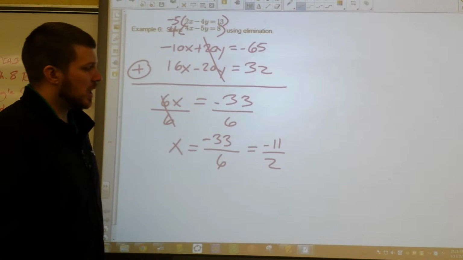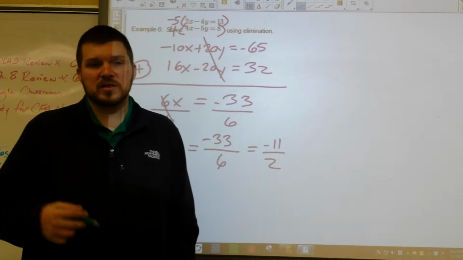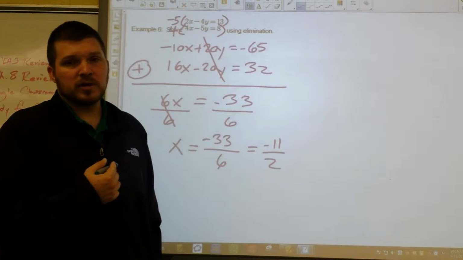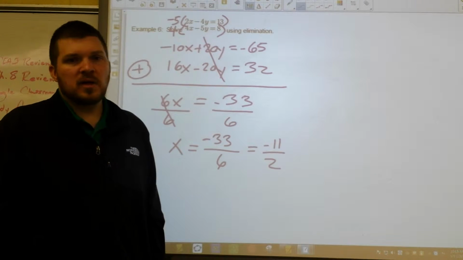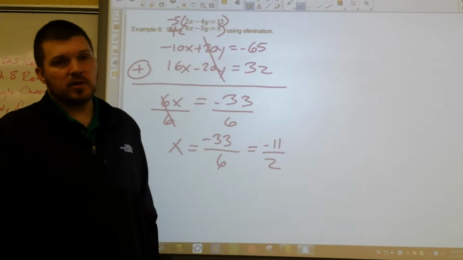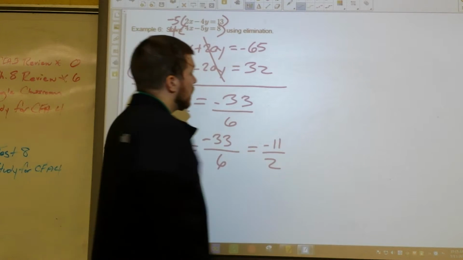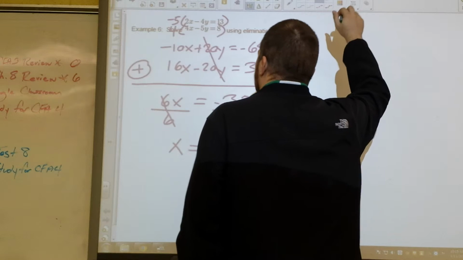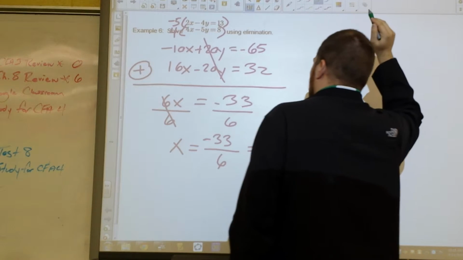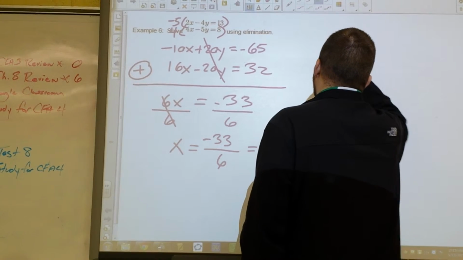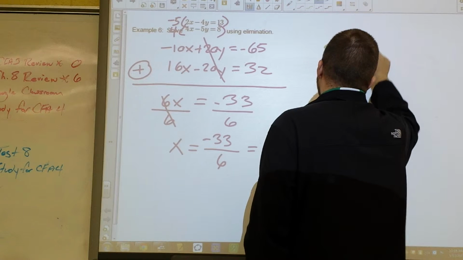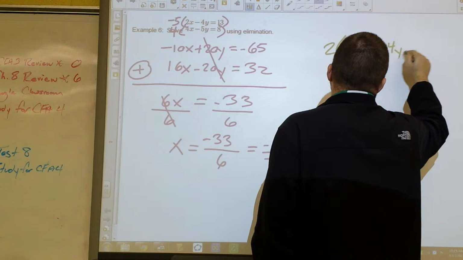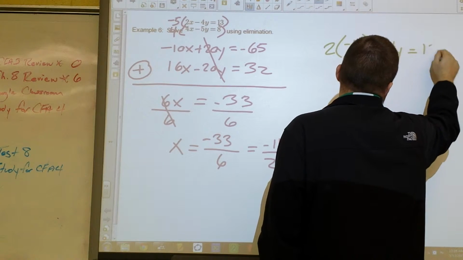I want to plug into the top equation. Again, that's just a personal preference. I typically, in my own work, plug into the top. Just a habit. If you want to plug into the bottom, it should be okay also. You should end up with the same thing that I end up with. So I'm going to plug in the top. Everywhere I see an x, I'm putting in negative 11 halves. So 2 times negative 11 halves minus 4y equals 13.